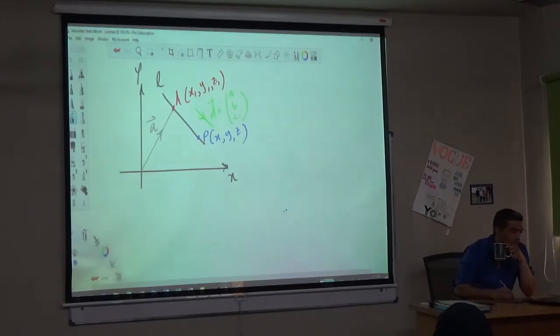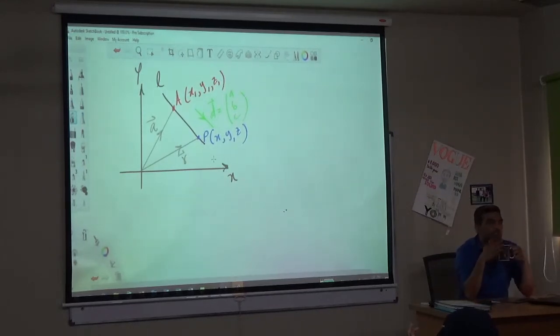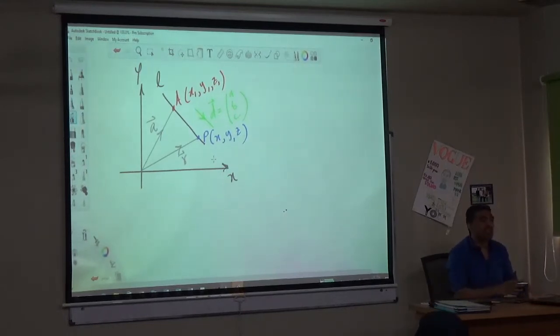This point would also have a position vector. Let's call that position vector R. So basically, position vector R is the position vector of any point x, y, z on the line. Are we all okay with that? Alright.